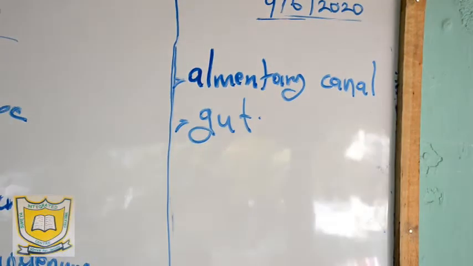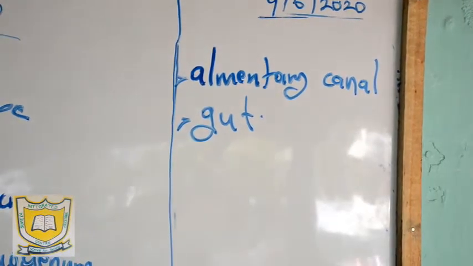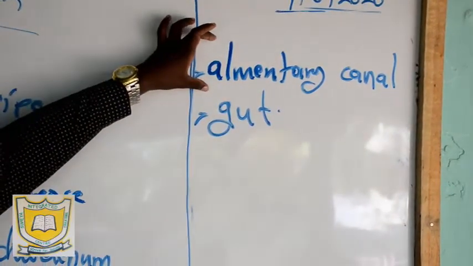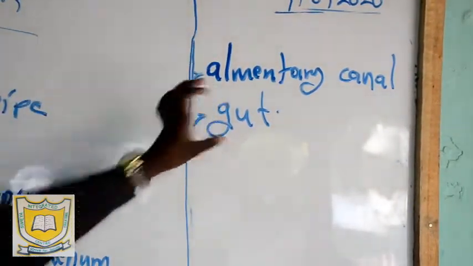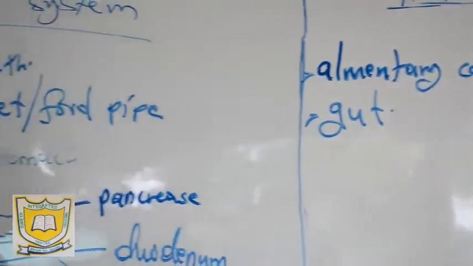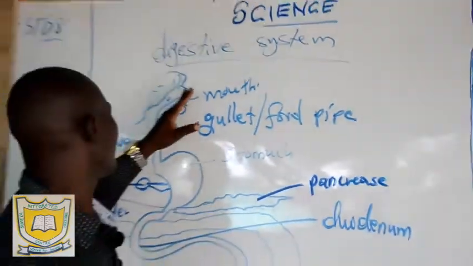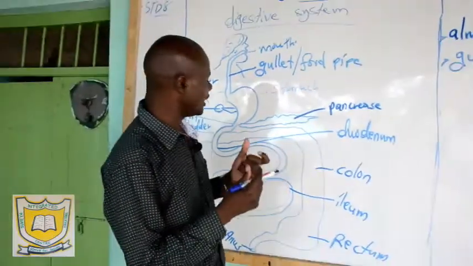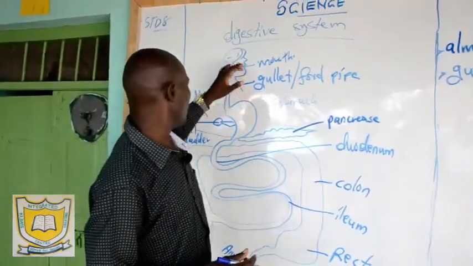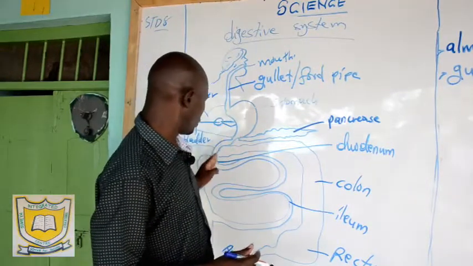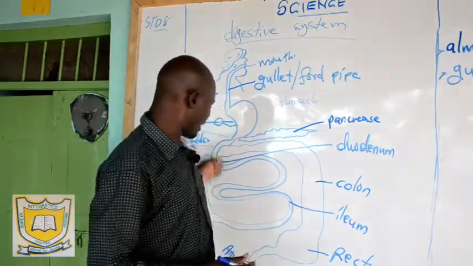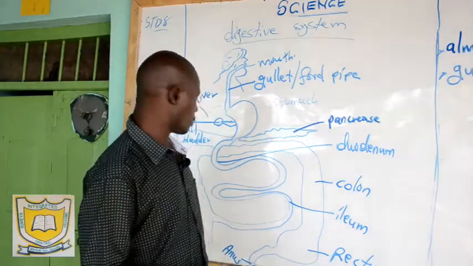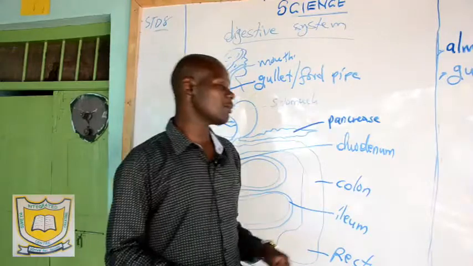What is the other name of the digestive system? I find that the digestive system is also known as the alimentary canal, or the gut. This is the open tube from the mouth up to the anus. When you eat food from the mouth, it moves in an open tube to the stomach, to the intestines, and to the outside through the anus. That is the digestive system.